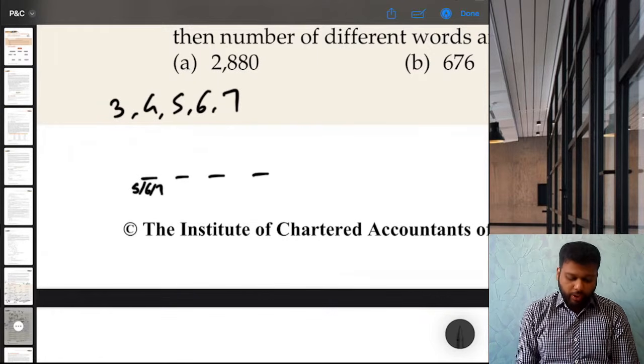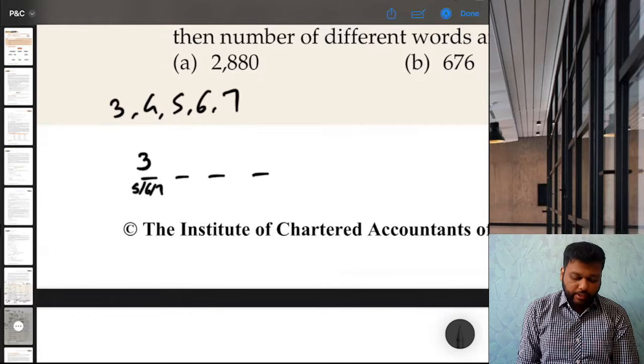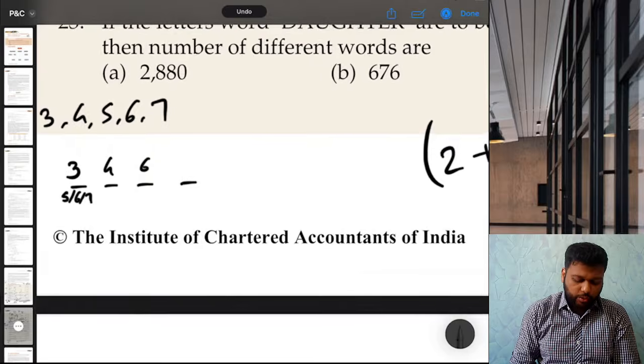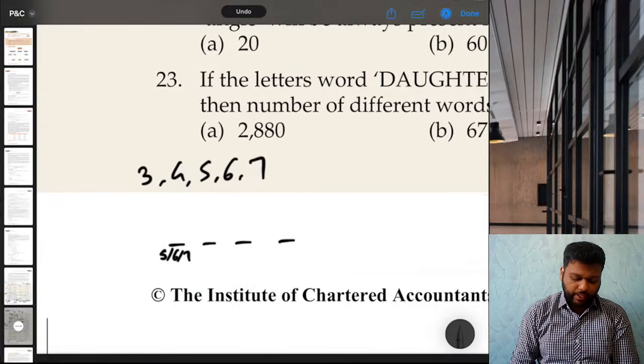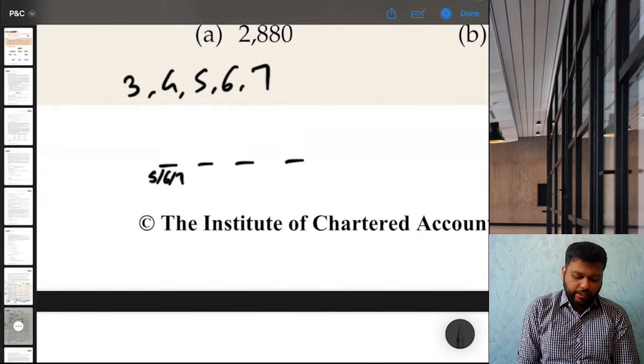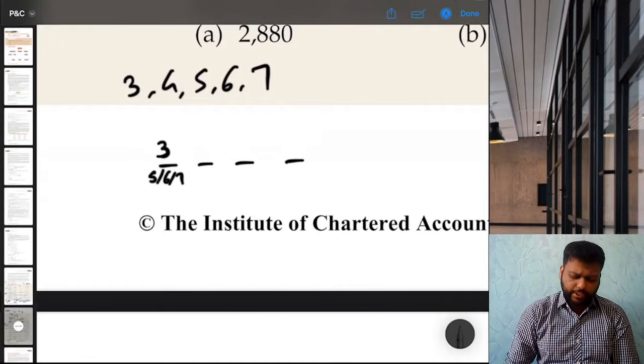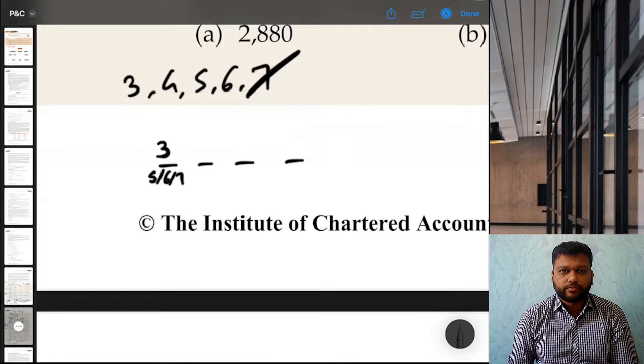Why? Because if we put 3 here, there will be 3467 or something, that is less than 5000, right? So we must have 5, 6 or 7 at the first place. Fine. So there are 3 ways to arrange the first place. We have arranged 5 or 6 or 7, one of them, so cancel it out.